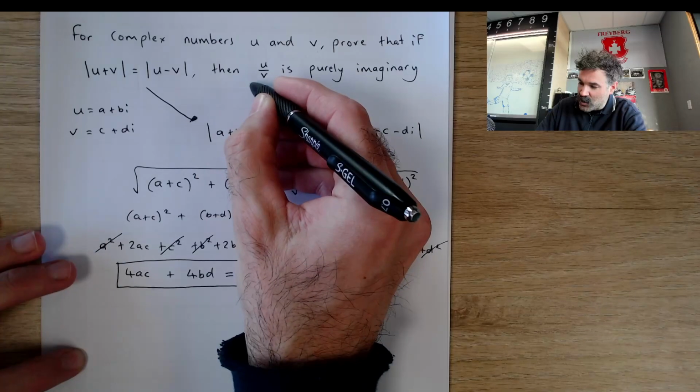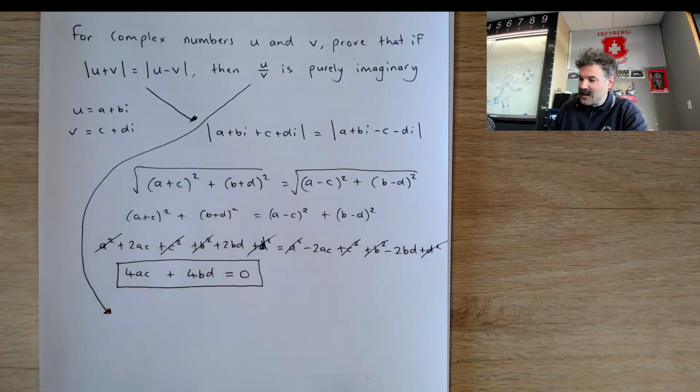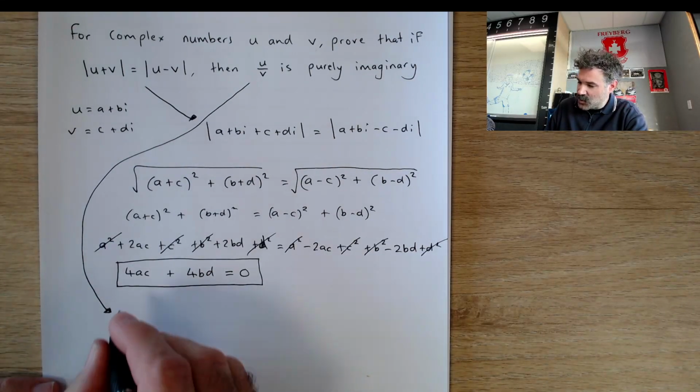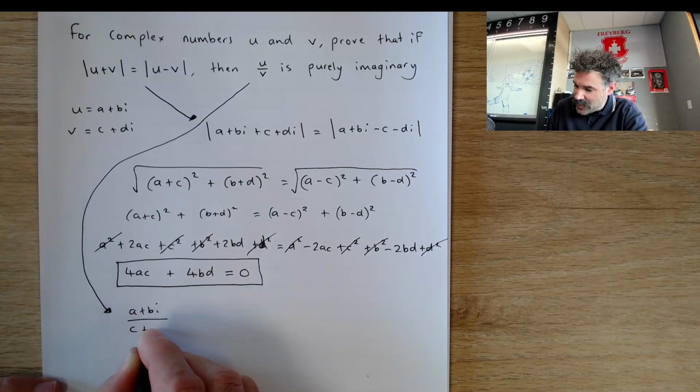So now we're going to work with u divided by v, using the letters we chose at the start, this a plus bi. So this is going to be a plus bi divided by c plus di.